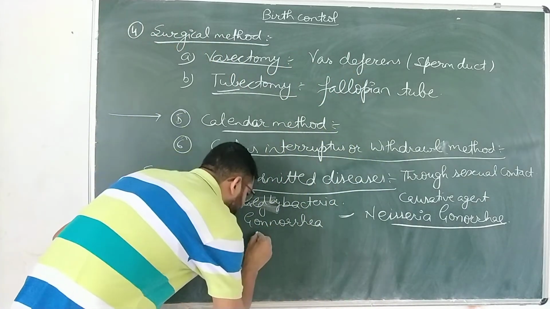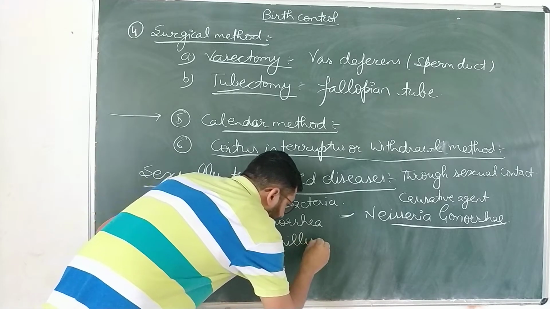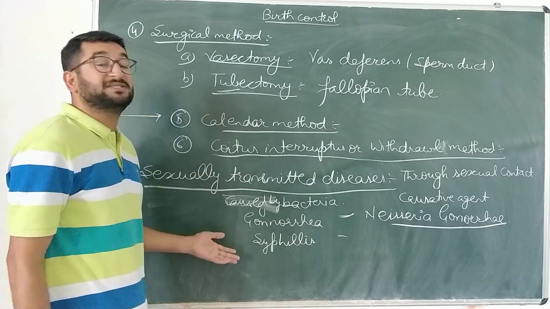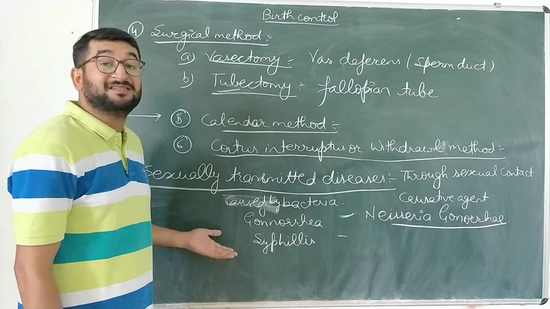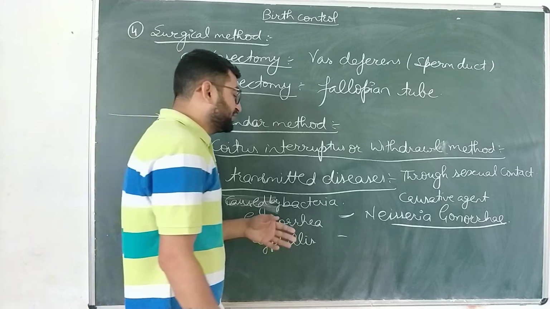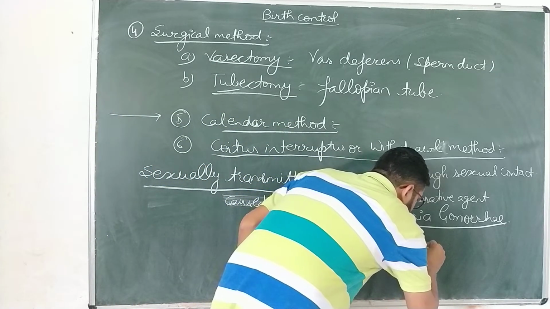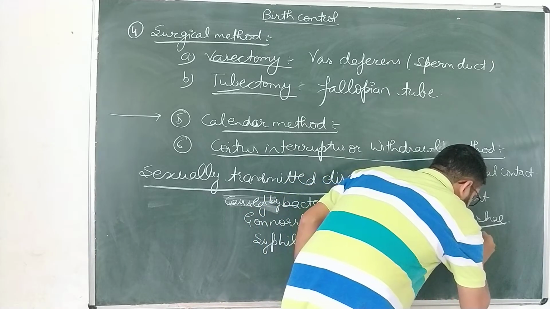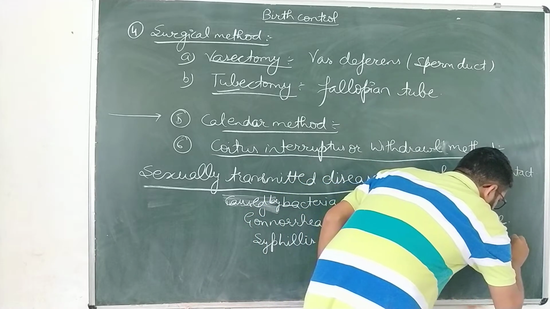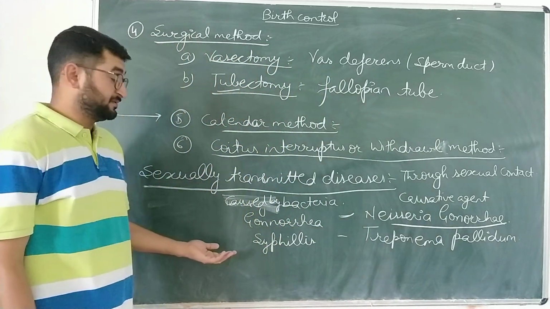Next, syphilis. Syphilis is also a sexually transmitted bacterial disease which can be caused to a human being, and that is caused due to a bacteria named Treponema pallidum. So that is the causative agent of syphilis.